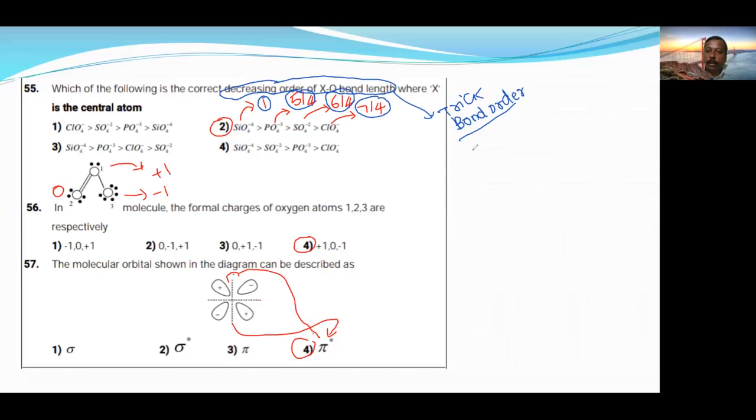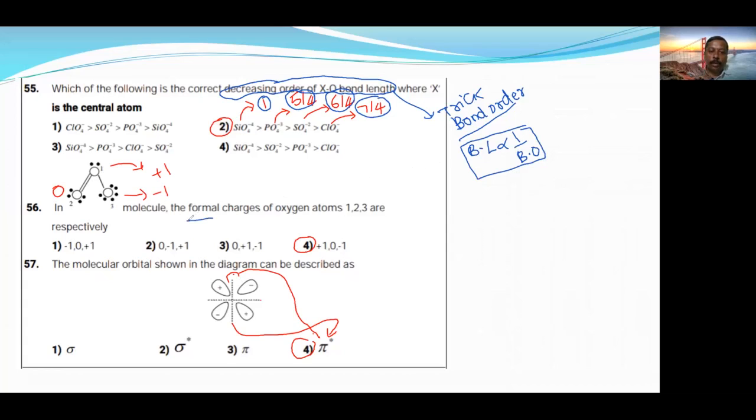More is the bond order, the less is the bond length. In the bond parameter lecture of chemical bonding, we have studied that bond length is inversely proportional to bond order. There is a completely devoted lecture for the bond parameter in chemical bonding.